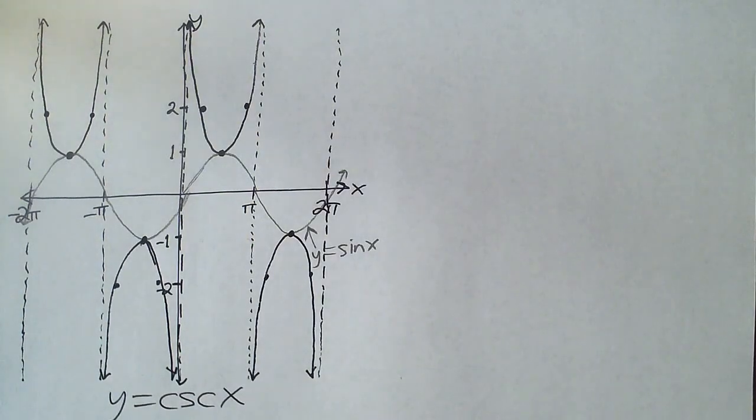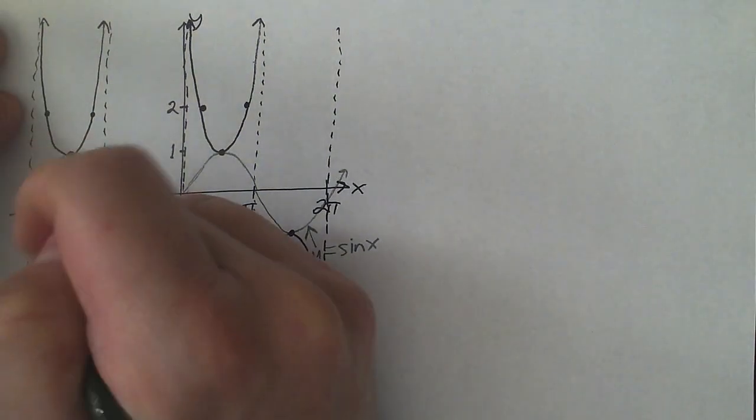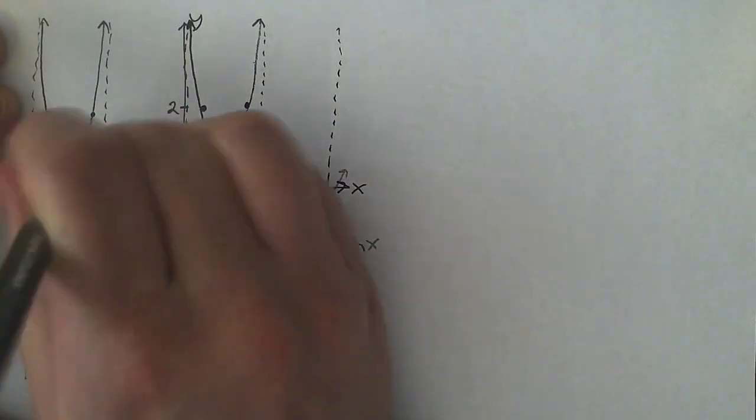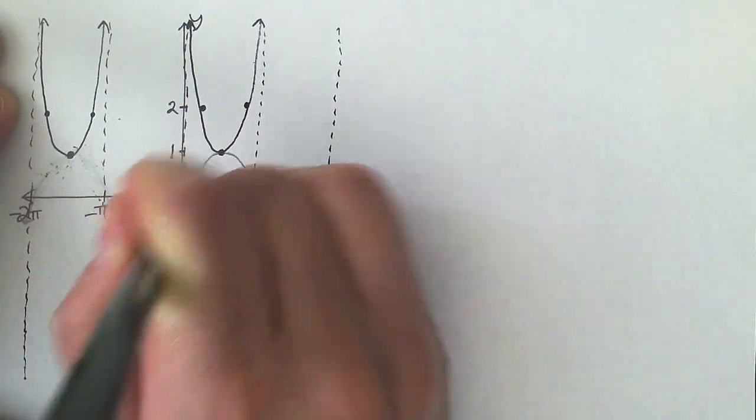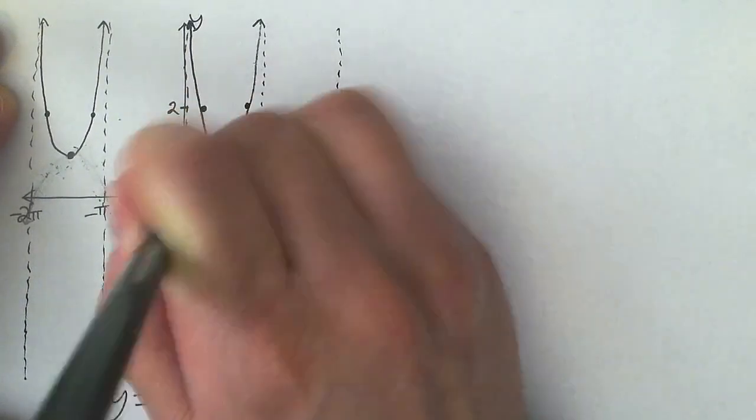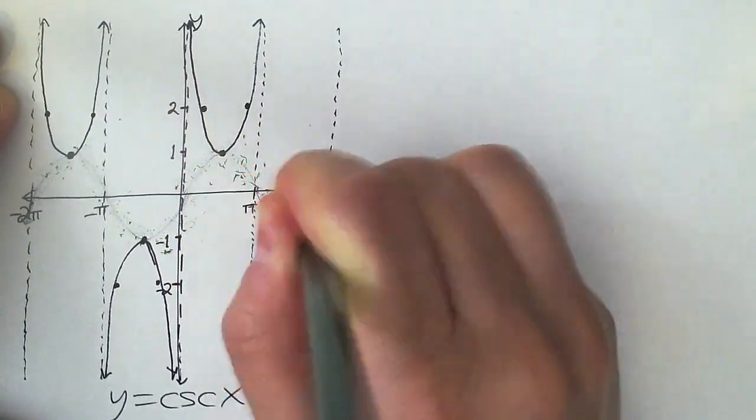And, you know, when I drew sine x, I said maybe afterwards we would erase it. Let's see if my eraser works. That was just kind of a guide. The black curve that I made is really the graph of cosecant.